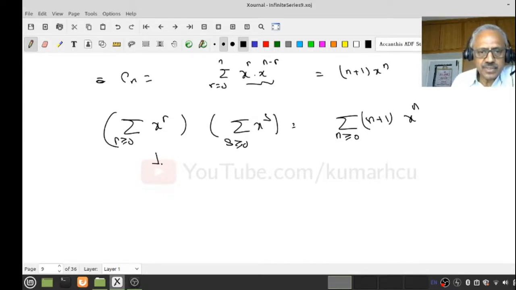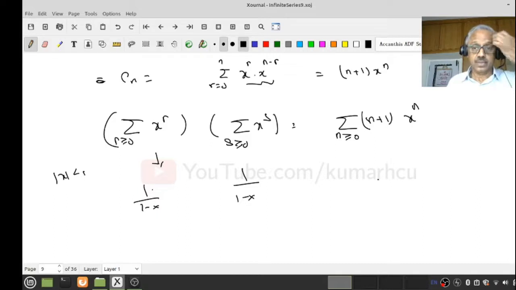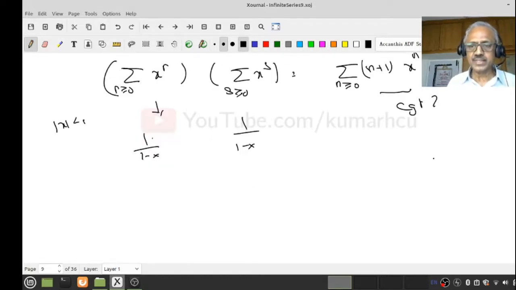Right. I know this converges for mod x less than 1. Both the series converge, right? It converges to 1 by 1 minus x. This also converges to 1 by 1 minus x, right? Therefore, the product should converge to 1 by 1 minus x squared. Therefore, I have to know whether it is equal to this. So, I would like to know whether it converges. But that is very easy.